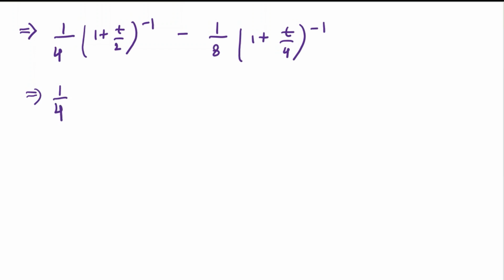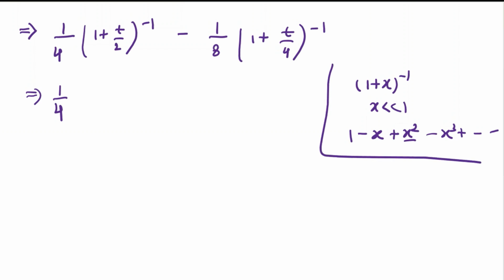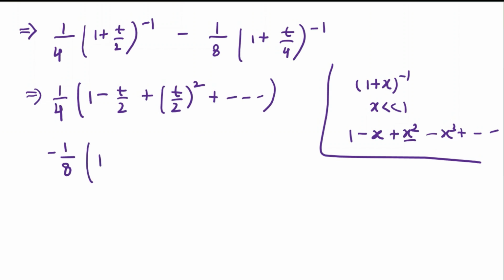So now you can expand it using the expansion of (1 plus x) raised to power minus 1, where mod x is less than 1. So it is expanded as 1 minus x plus x square, minus x cube, and like that. So 1 minus t by 2 plus (t by 2) square, minus 1 upon 8 (1 minus t by 4 plus (t by 4) square), and like that.